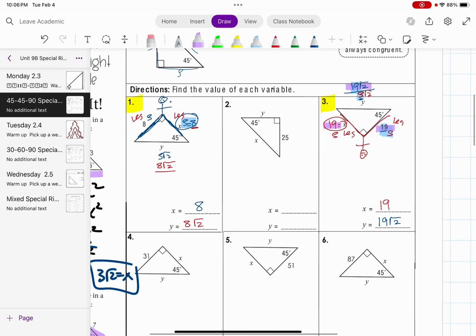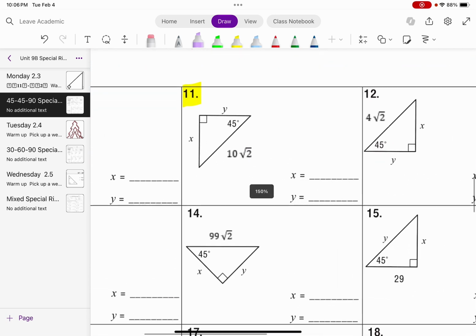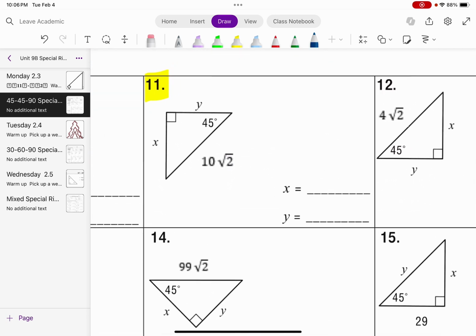Alrighty, a couple more, then I'm going to turn you loose. For this one, you're given a side, but it's the hypotenuse. If we remember, the legs are the same, which happens to be s and s. But in this case, we have s square root of 2, and that's going to be the hypotenuse.